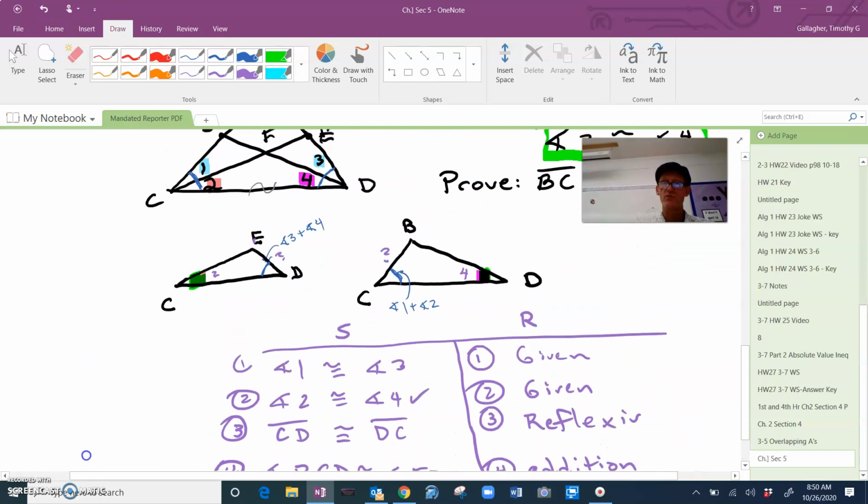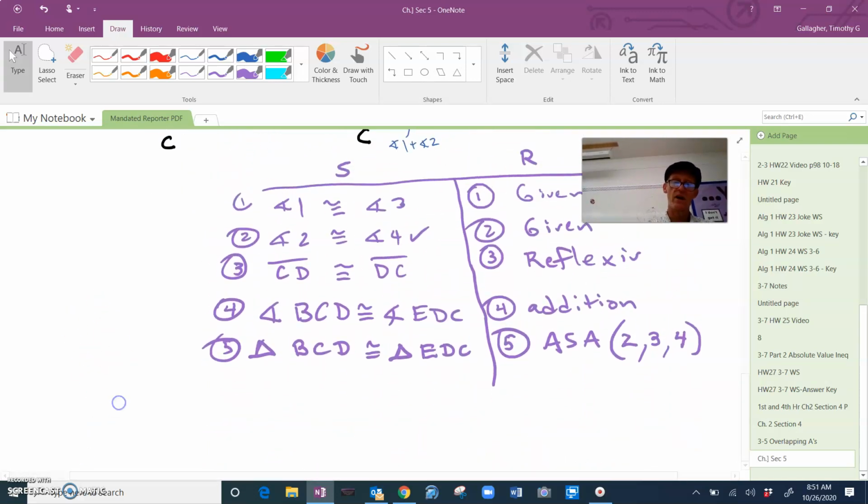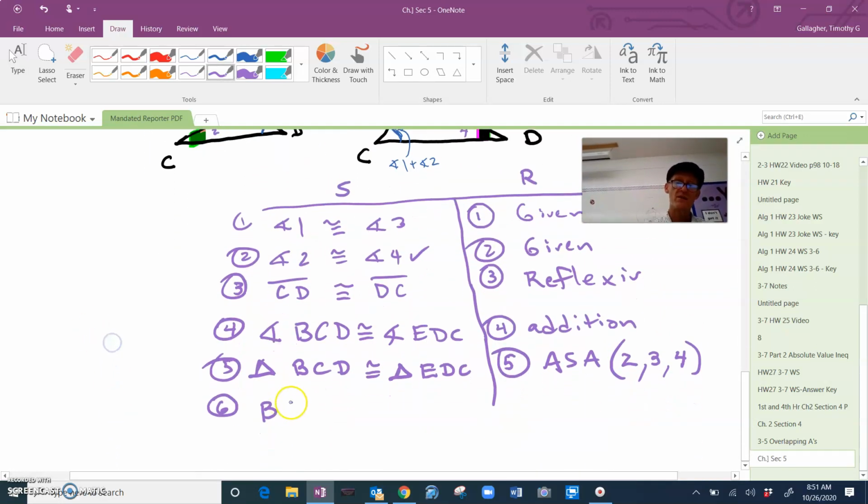Now we had to prove that BC and ED were equal, so we are done if we say that BC is congruent to ED, and that is CPCTC. Corresponding parts of congruent triangles are congruent. That's the reason that BC and ED are equal.